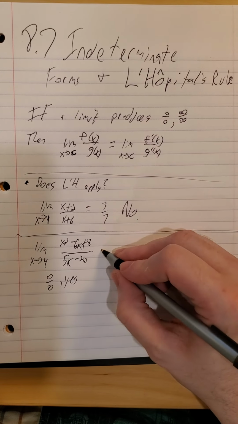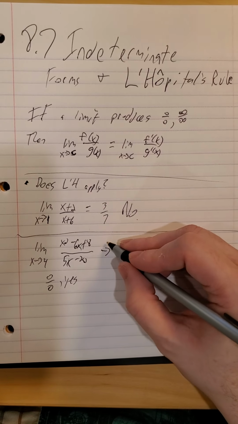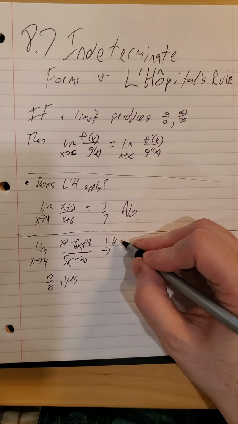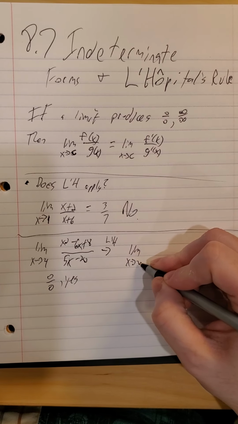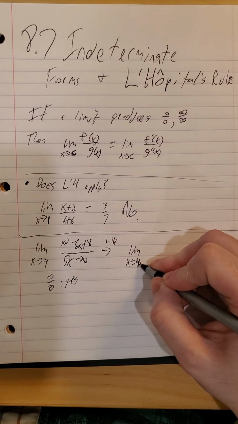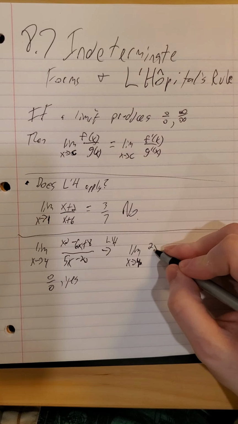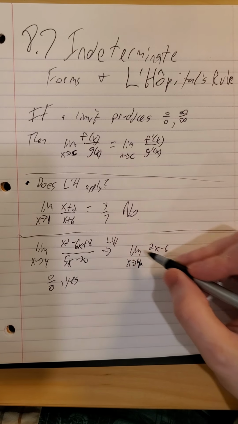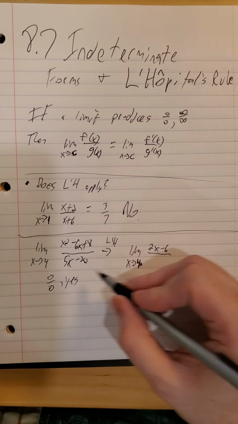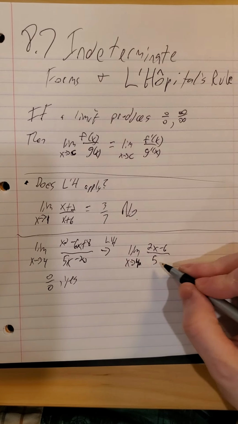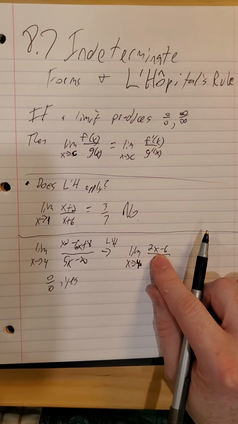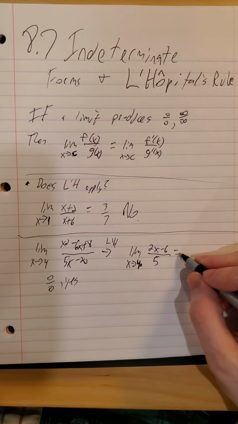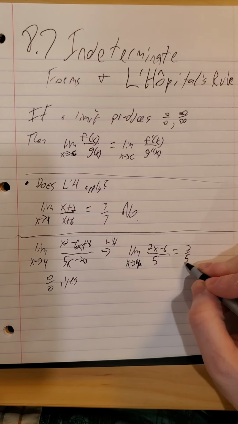So if we apply L'Hopital, this becomes the limit as x approaches 4 of 2x minus 6, so the derivative of the trinomial at the top, over the derivative of the bottom, 5. And then we just check it again. So upstairs we have 8 minus 6, 2. Downstairs we have a 5.